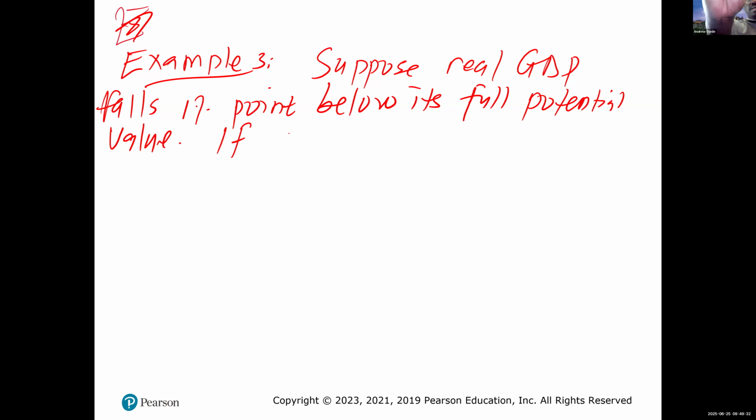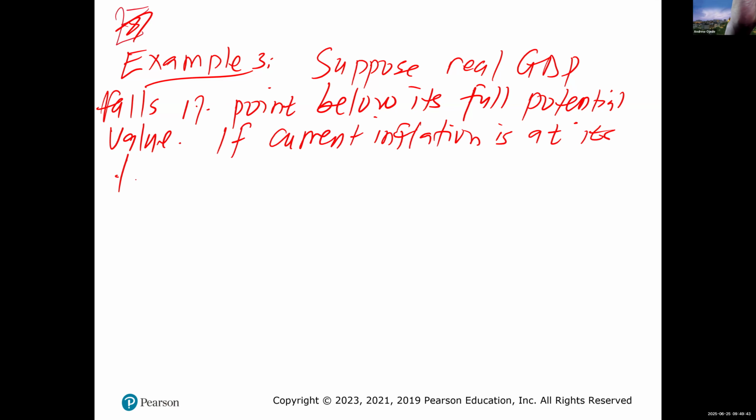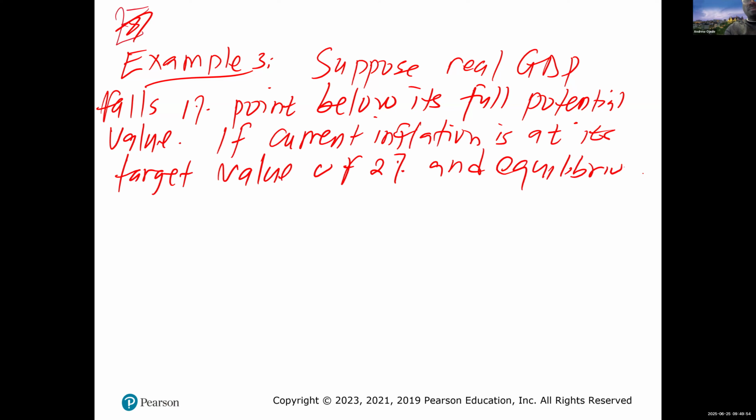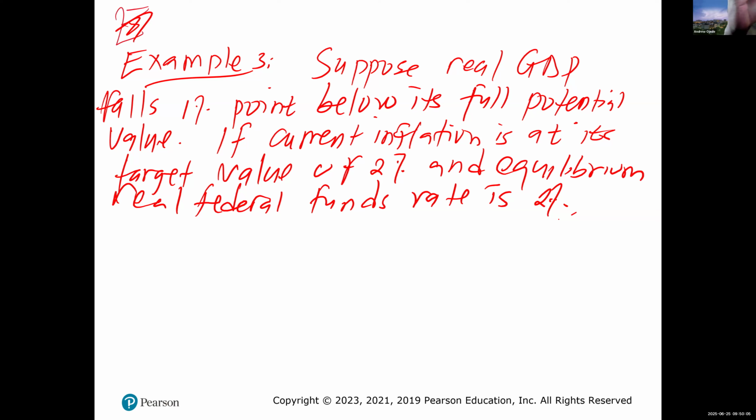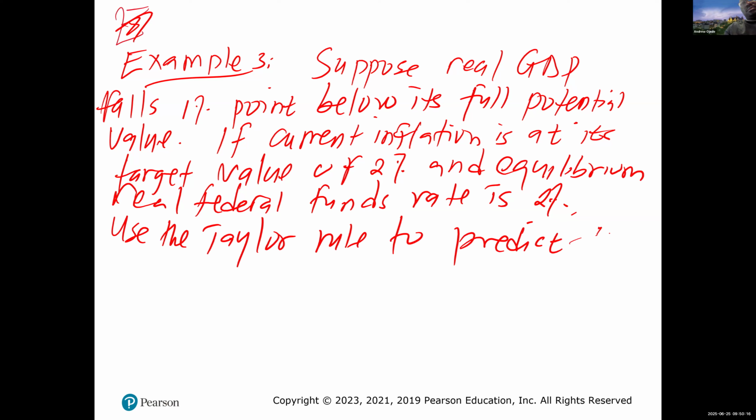If current inflation, current is the same as actual inflation, is at its target value of 2%, and the equilibrium real federal funds rate is still 2%, use the Taylor rule to predict the Fed's target on the federal funds rate.